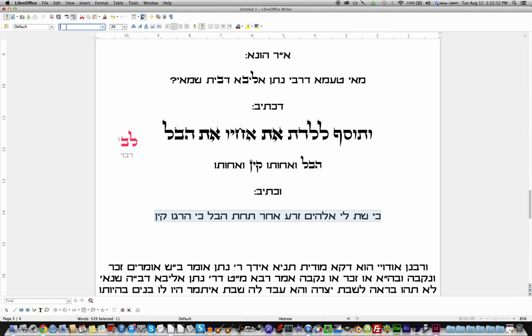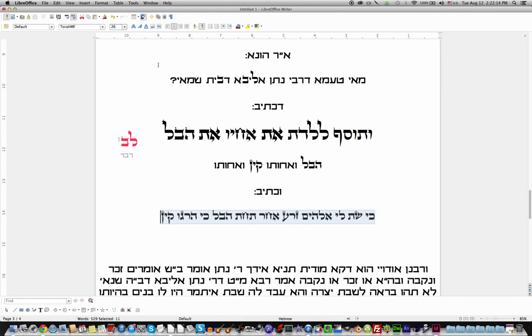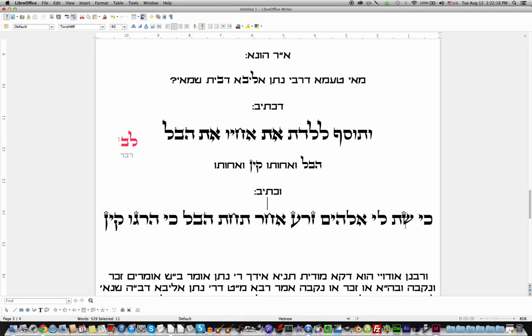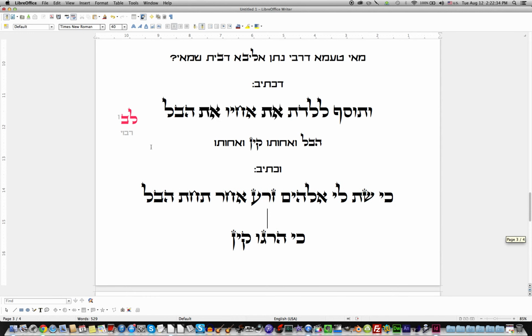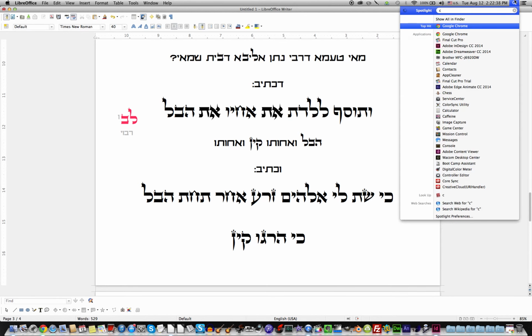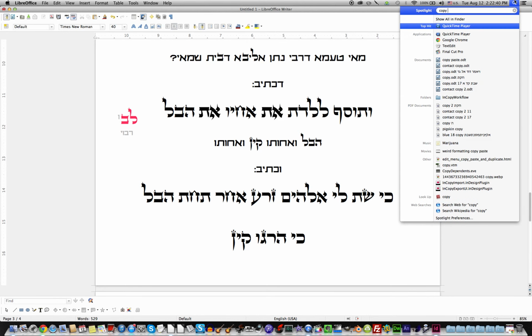Shin and tav is sheker ve'emet. What does that mean? Shin and tav, sheker ve'emet. Ki shat li Elokim, zera acher tachat hevel, ki hargo kain. So this is where I would use something very significant to understand. Copy.